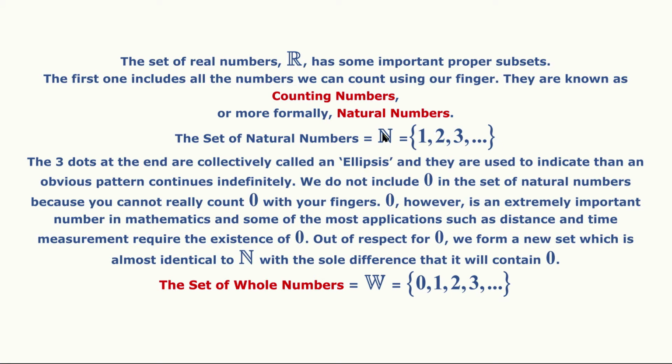So the only difference between the set of natural numbers and the set of whole numbers is one element, and that's 0. Remember, the members of a set are called elements or members. Either word is adequate for that usage.